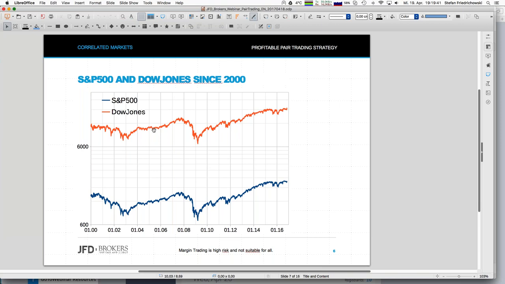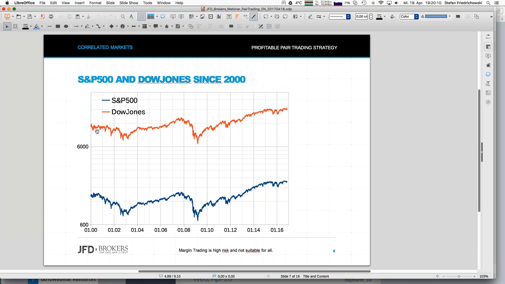Why? There's no need for the two prices to be more or less identical. What counts here, what's important, is the quotient of the two. So if you divide one by the other, that is more or less constant. And I will have that on a slide on the next page.